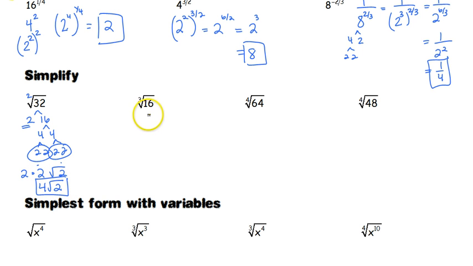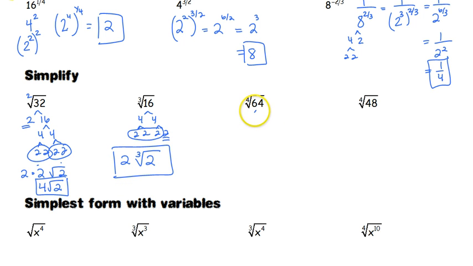Now we've got the cube root of 16. Break that down: 4 and 4, 2 and 2, 2 and 2. Because it's the cube root, I need groups of 3, and I've got a 2 left over. That group goes to the outside, cube root of 2 left over on the inside.